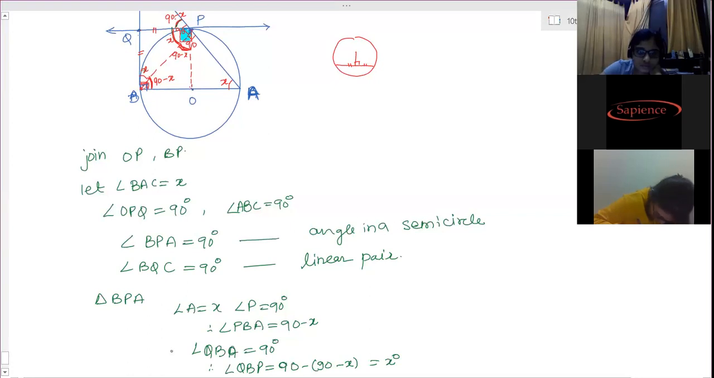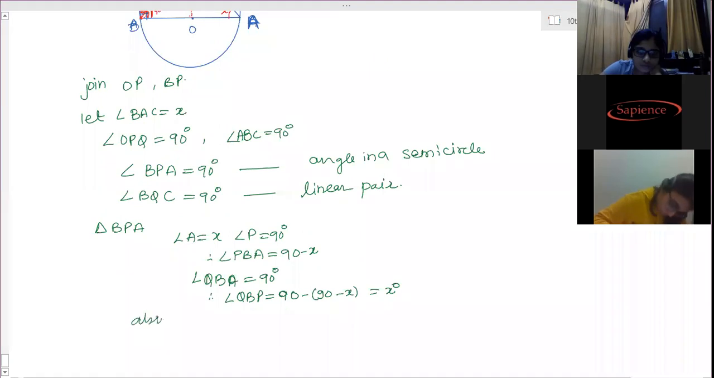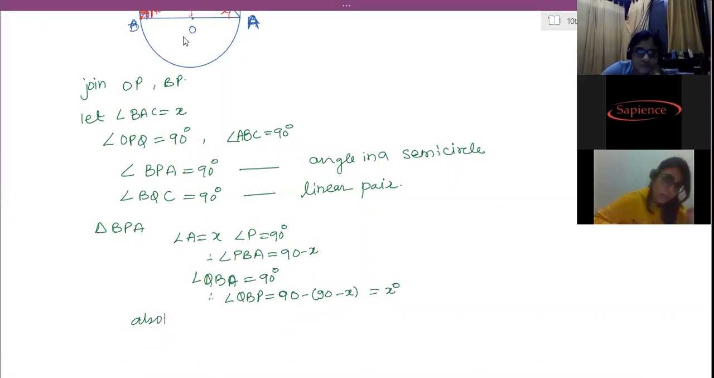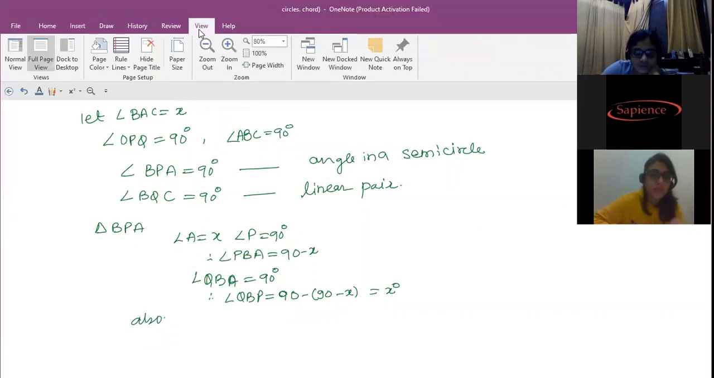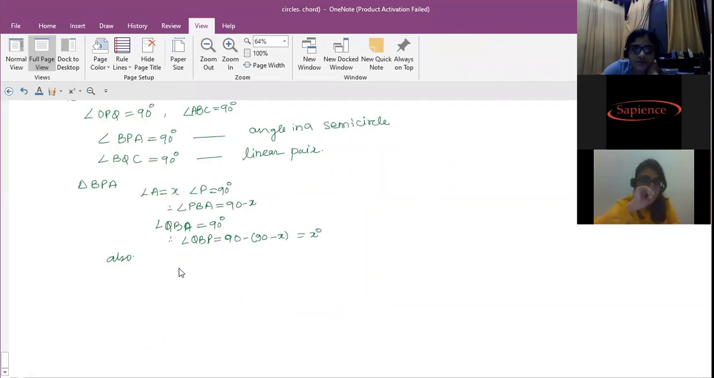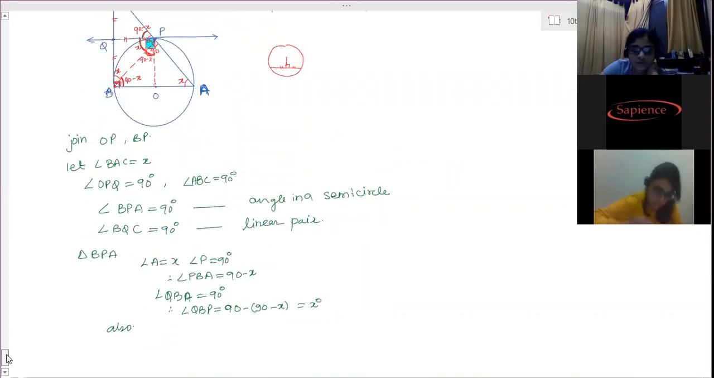Also, I need to take the diagram down. Otherwise, I can't. Ma'am, should we write this along with you? Yes, right. Keep writing. Now you understood, no?